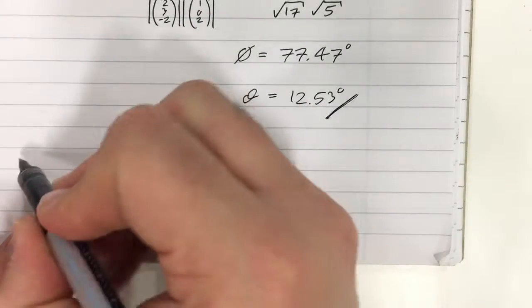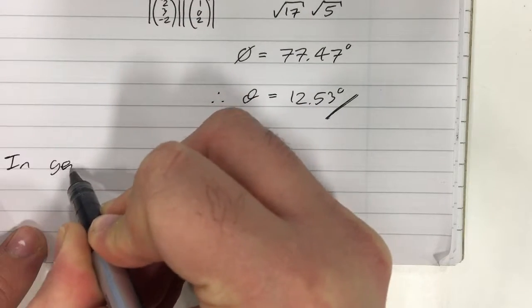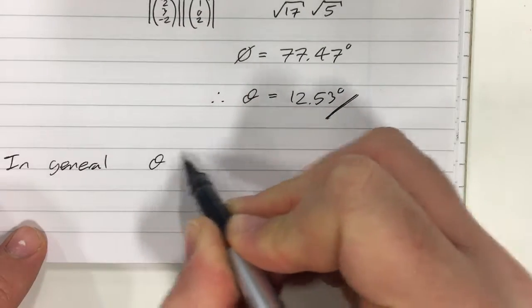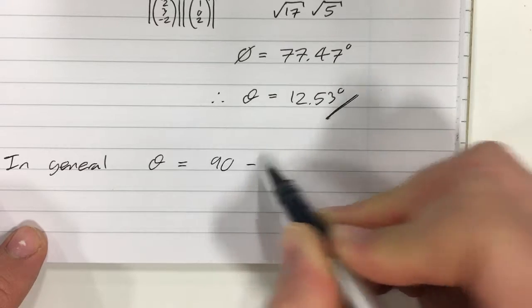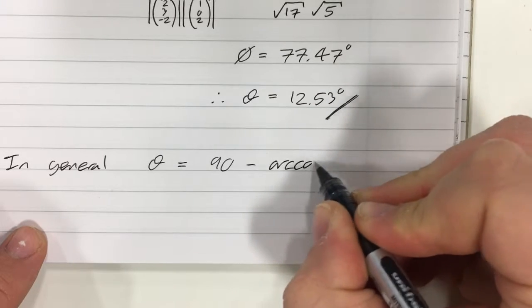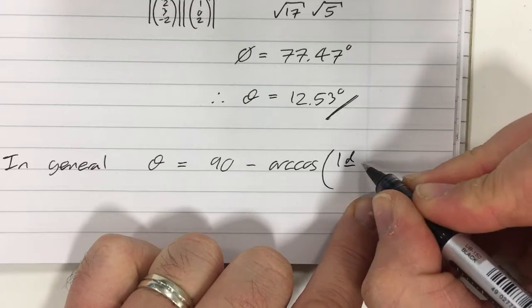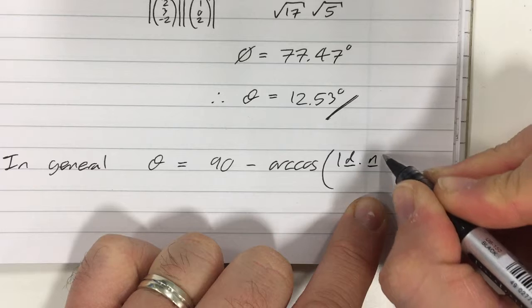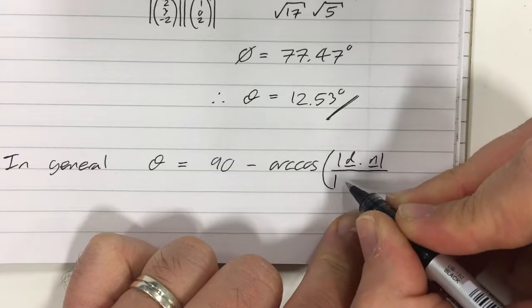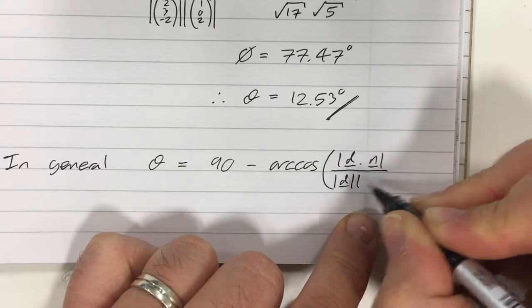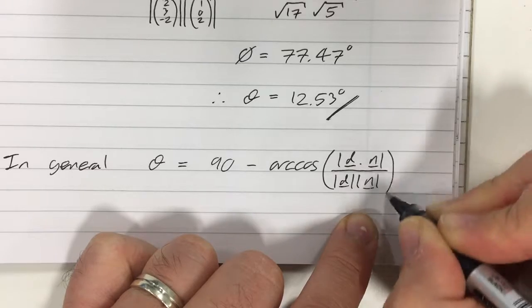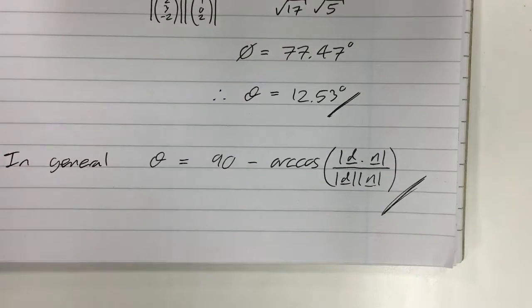Okay, in general, theta is equal to 90 minus arc cos of the modulus of the direction of the line dotted with the normal of the plane, divided by the modulus of the direction of the line times the modulus of the normal of the plane. That is a formula which you can learn and execute, or you can quickly see what's going on with the diagram in the exam. It doesn't matter.